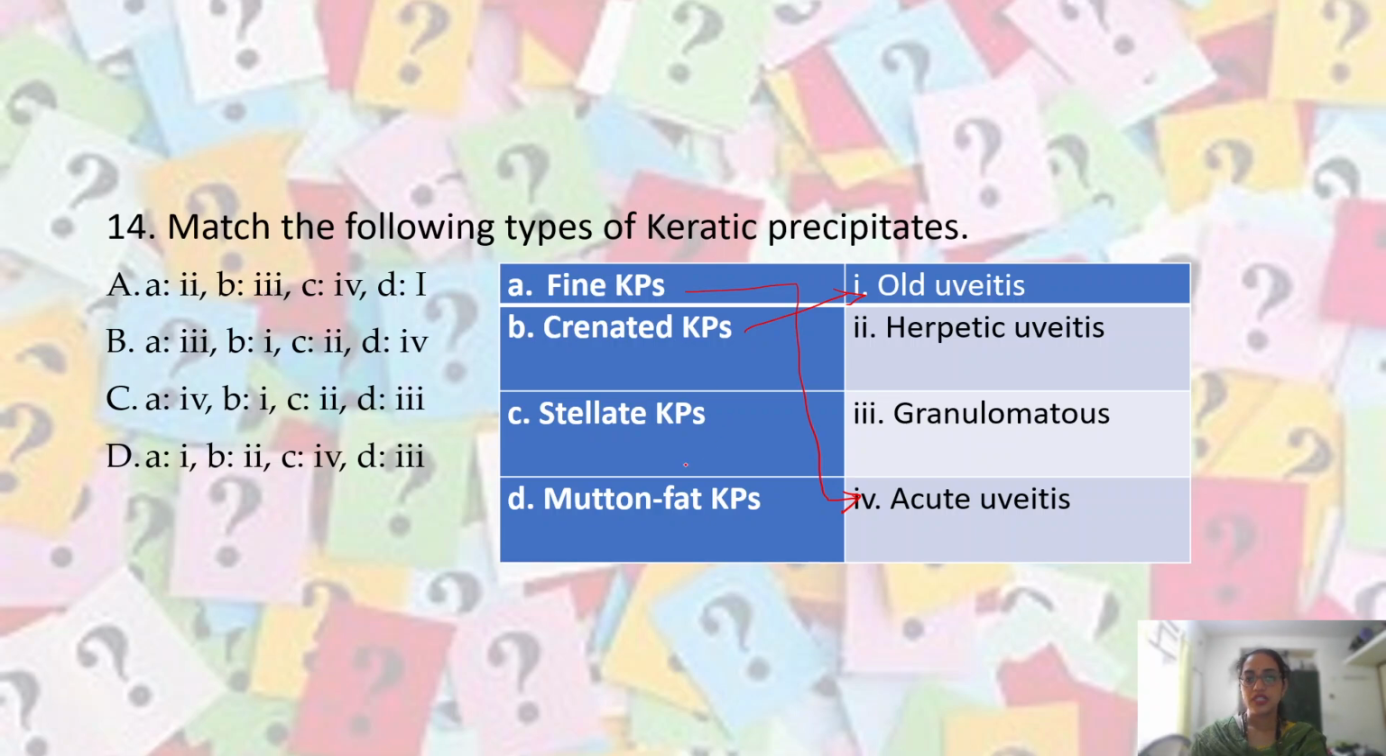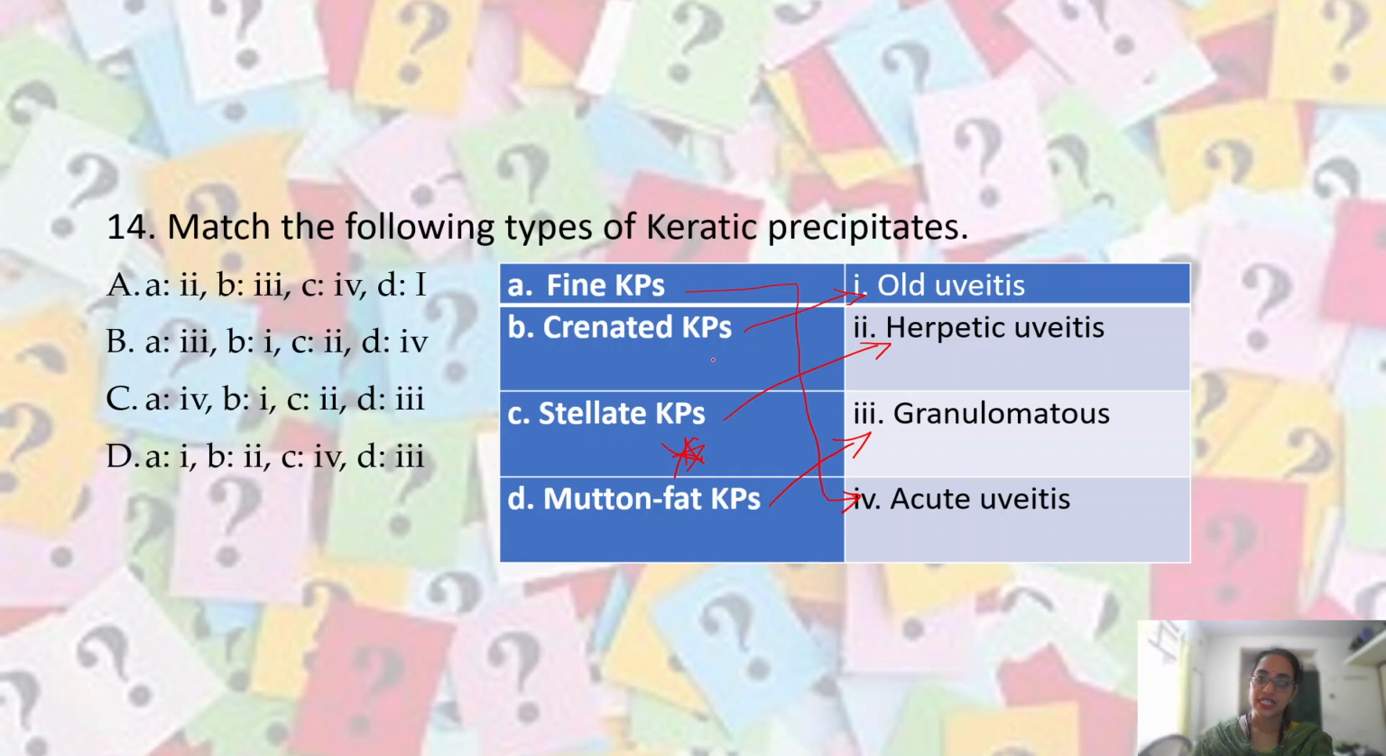Stellate KPs, don't think they are star shaped, no. Stellate is like in a night sky, how the stars are scattered throughout the sky. So there are KPs throughout the cornea, not just in the arch triangle. So this is very characteristically seen in herpetic uveitis. And mutton fat KPs are seen in granulomatous uveitis.